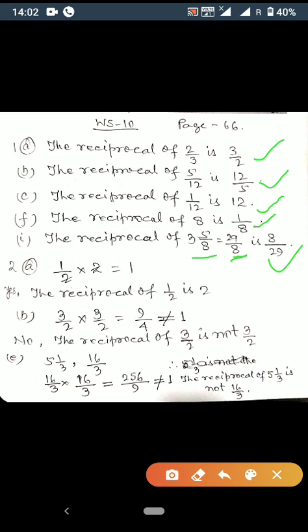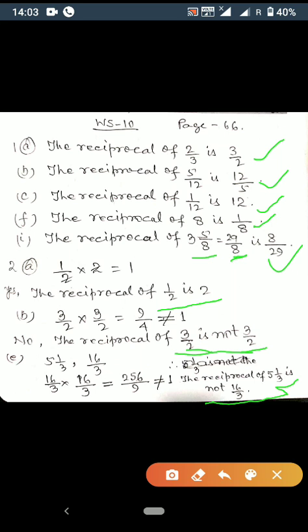Now question number 2. Find which pair of fractions are reciprocal to each other. Question 2a, 1 by 2 and 2. When you multiply 1 by 2 and 2, you will get 1. So the reciprocal of 1 by 2 is 2. B, 3 by 2 multiplied by 3 by 2 equals 9 by 4, which does not equal 1. The product of the two fractions does not equal 1, so they are not the reciprocal of each other.